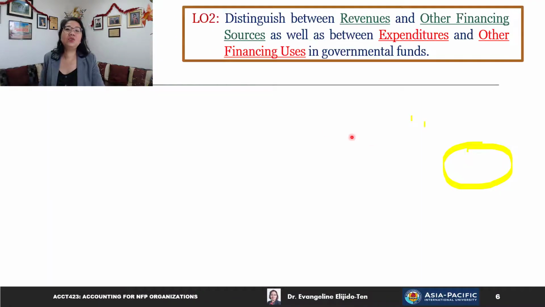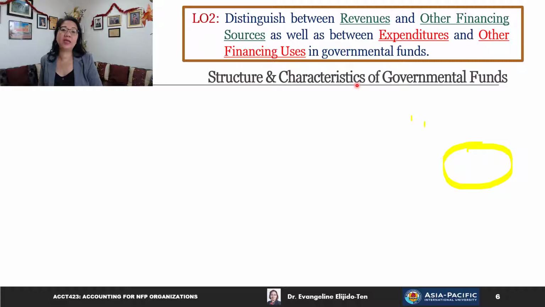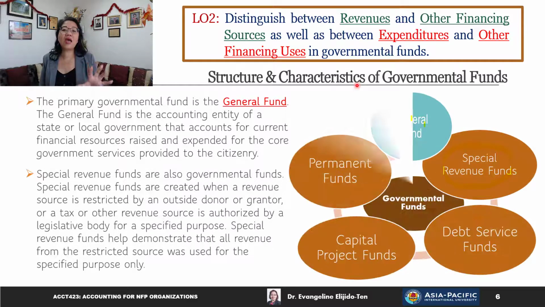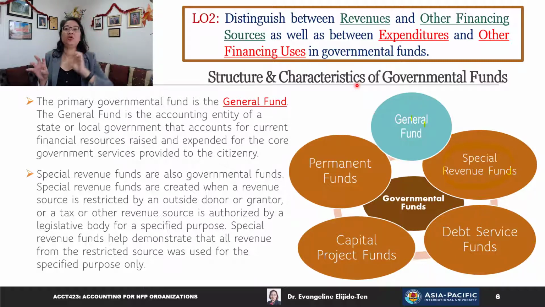Let's move on now to learning objective 2. We're going to distinguish between revenues and other financing sources, as well as between expenditures and other financing uses in governmental funds. So here we need to look at the structure and the characteristics of governmental funds. You will recall that there are 5 types of funds that we have looked at in topic 1. So we have the general fund, special revenue funds, debt service funds, capital project funds, and the permanent funds or endowment funds.